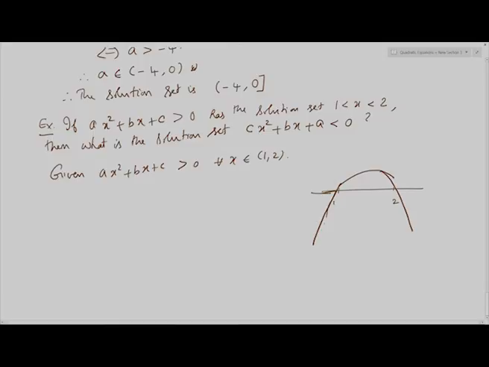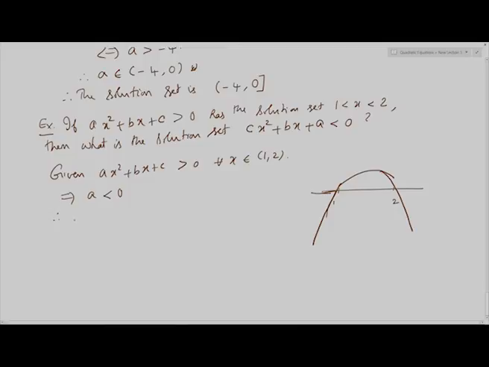Obviously this is a concave graph, and this implies a has to be negative. If a is positive, the graph will be the other way, just opposite. Since ax square plus bx plus c is positive on the 1 2 interval, and in the rest of the interval it is negative, this forces that a is less than 0.